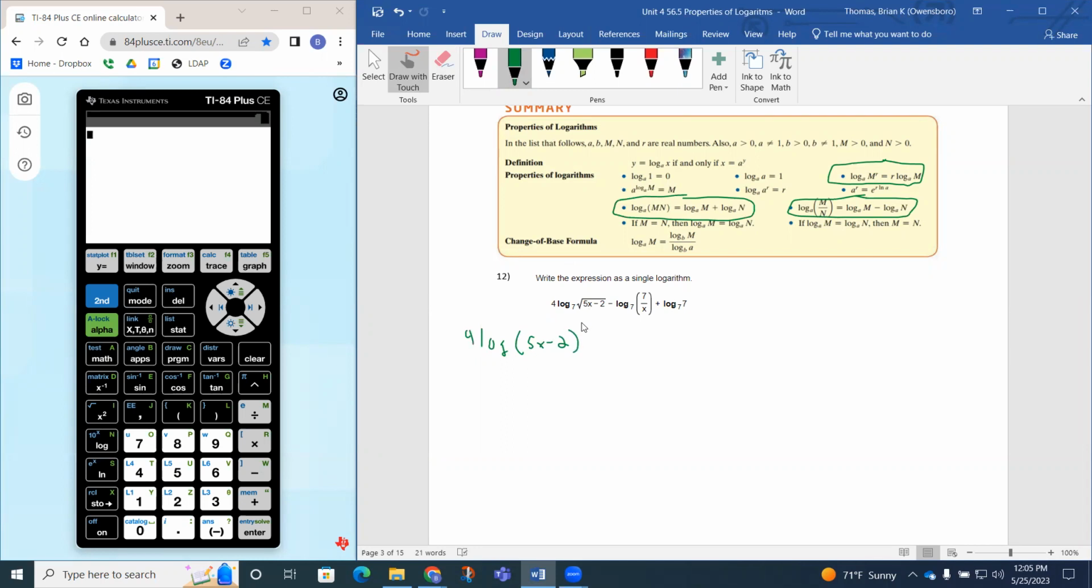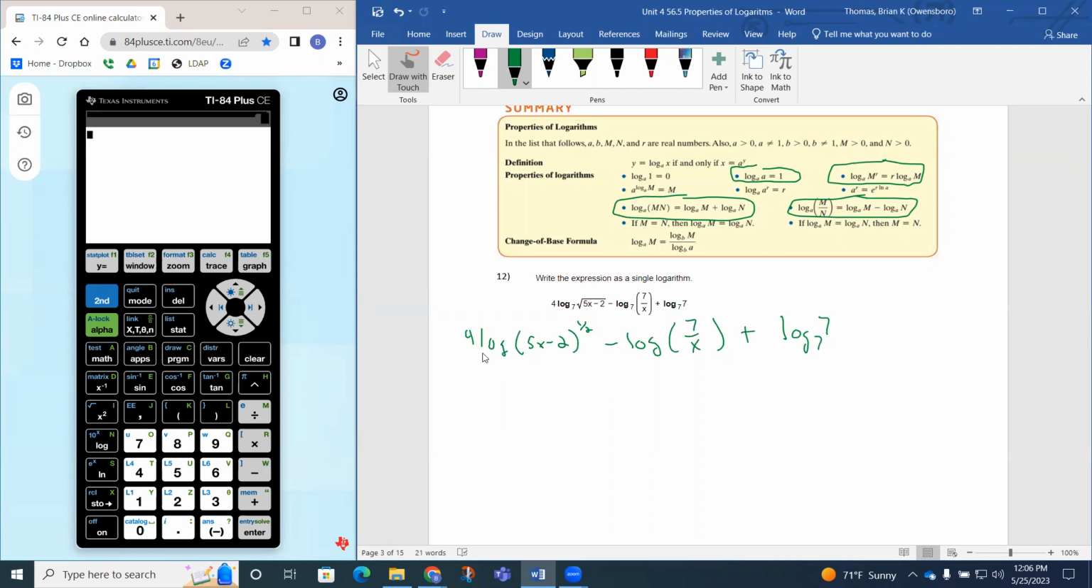So the square root symbol is going to be turned into a 1/2. So I have minus the log of 7 over x plus the log of 7 base 7. So, 7 to the what power is 7? I'm also picking up on this property here. This piece here is going to turn into a 1.